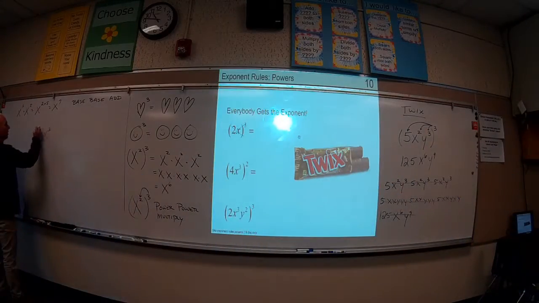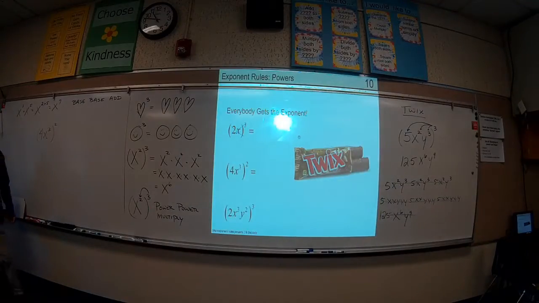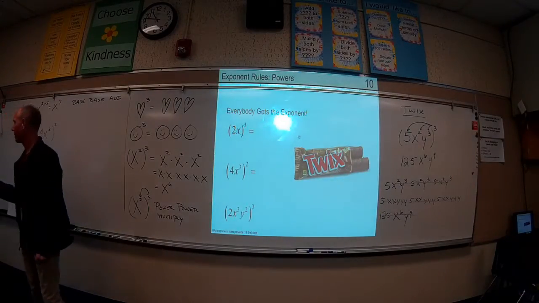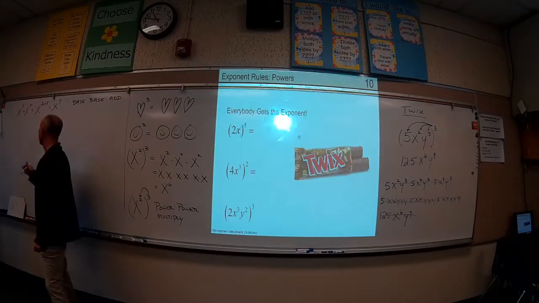4x to the third squared. What is happy face squared? Happy face times happy face. What's x squared? X times x. What's Bobo squared? Bobo times Bobo. Good. So what is 4x to the third squared?